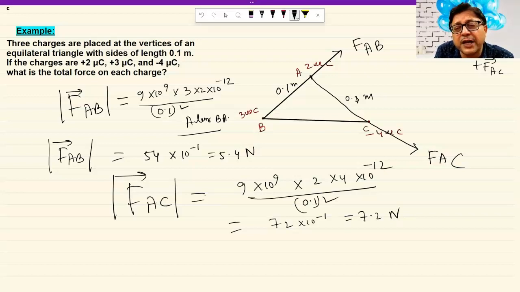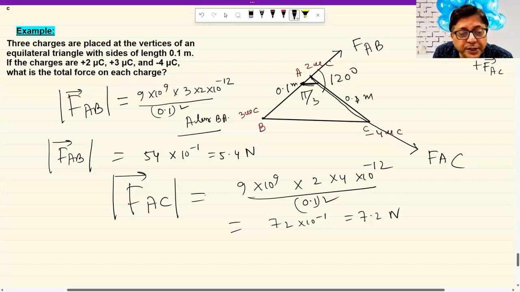It is an equilateral triangle. What is the length of the side? The length of the side is given, that is 0.1 meter. And what is the angle here? I am talking about this angle. It is pi by 3, meaning 60 degrees. So this is 120 degrees.